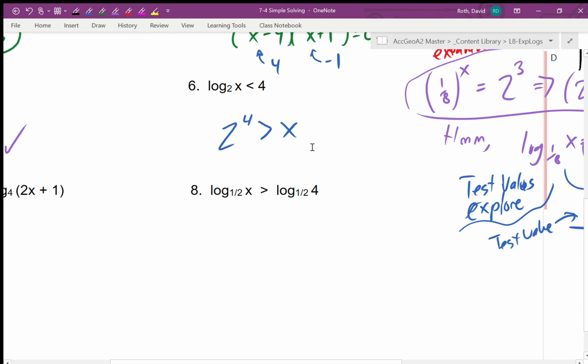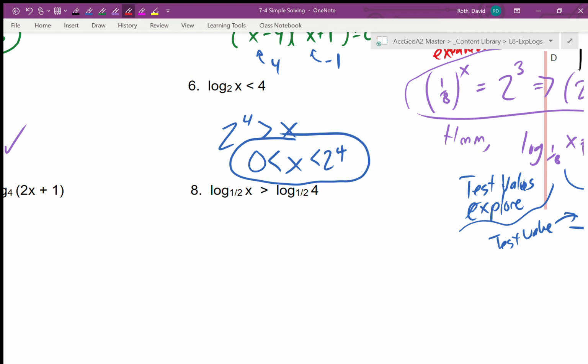Is that hunky-dory? And you might say, hold on, what about negatives? Because like -2 is certainly less than 2 to the fourth, and that would work in this expression, but I cannot take the log of a negative, so I know x must also be greater than 0. So I really need to say, well, fine, x is less than 2 to the fourth, but it's greater than 0, because I can't take the log of a negative. Okay, and write that down. Actually, I'm going to write that down.